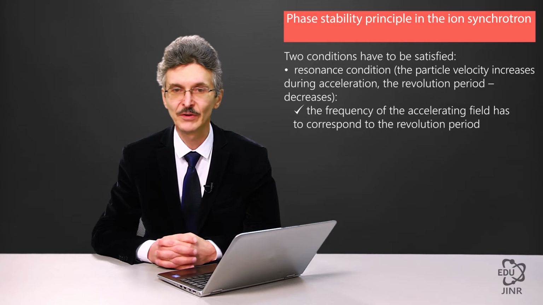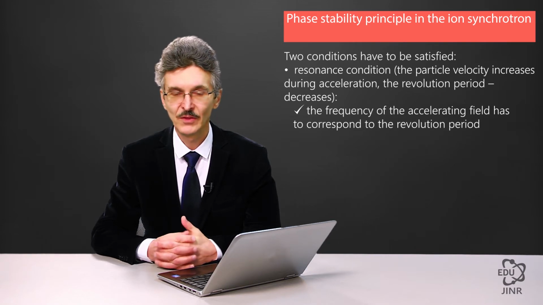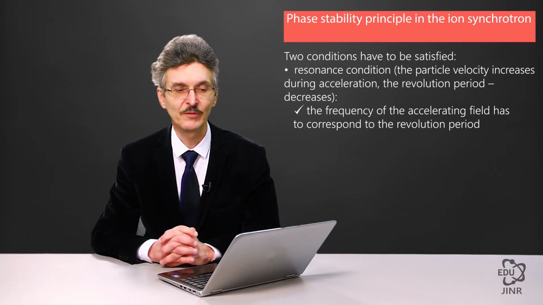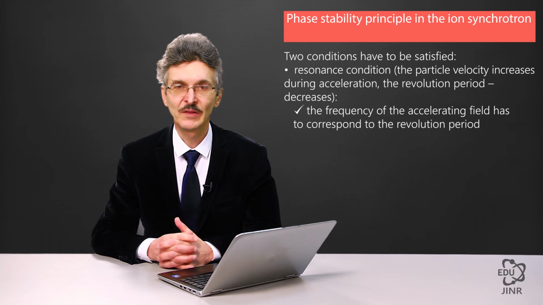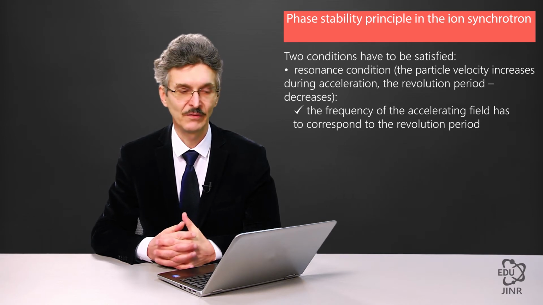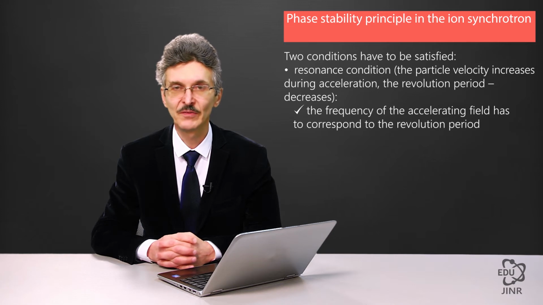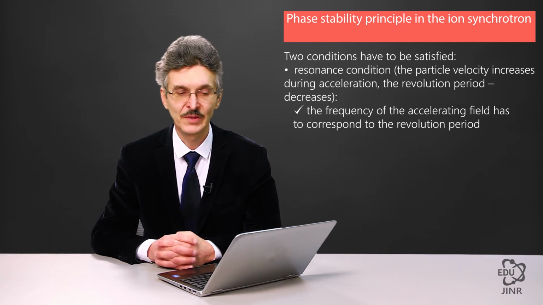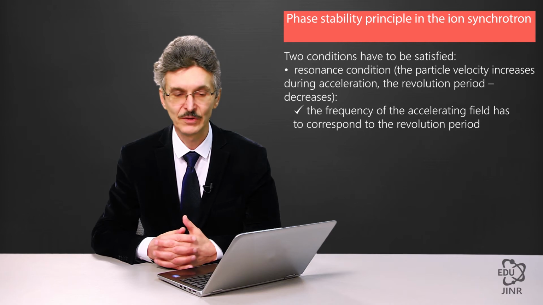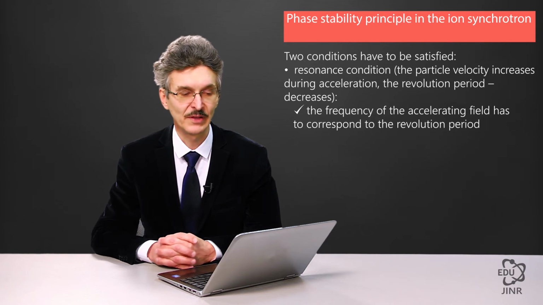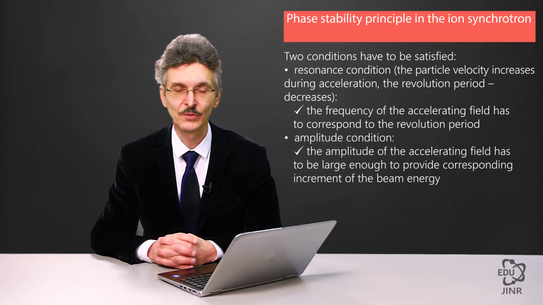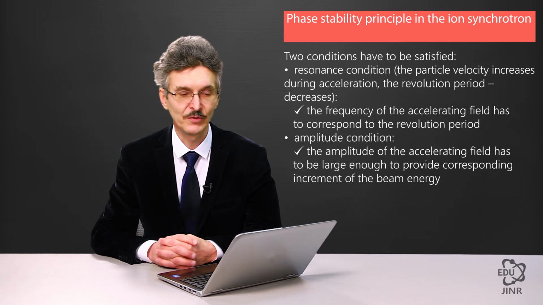Two conditions have to be satisfied. The first one is the resonant condition. What are the challenges involved in fulfilling this condition? The particle velocity increases during the acceleration process. The period of its revolution changes, and at any given moment, the frequency of the accelerating field has to correspond to the particle revolution period. A mathematical formulation of this correspondence will be provided on the next screen.